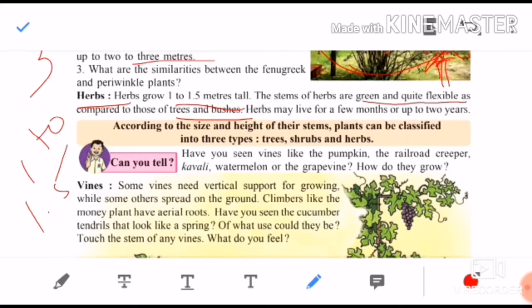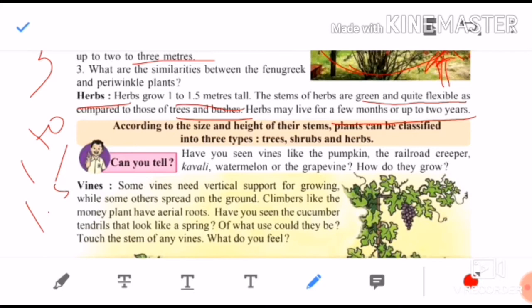Herbs, what is their life cycle? They may live only for a few months or up to 2 years. That is their life cycle. So remember, herbs are very small in height. They grow only to 1 to 1.5 meters. Mostly herbs are medicinal plants, like tulsi, neem tulsi, aloe vera. Stems of herbs are green in color and quite flexible. They live for only a few months or up to 2 years.